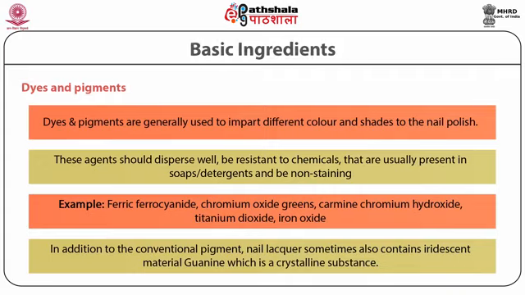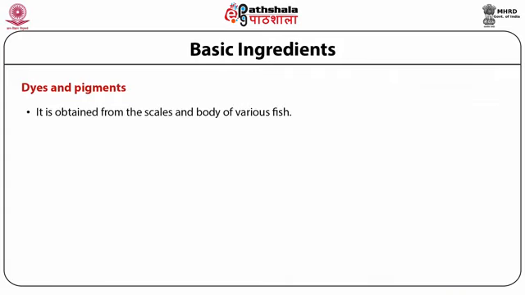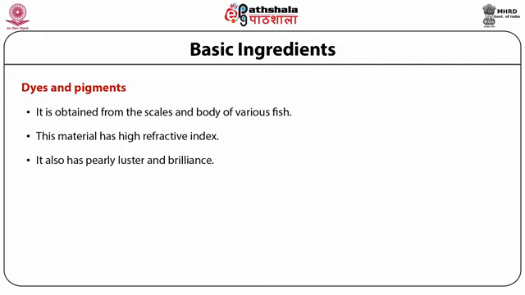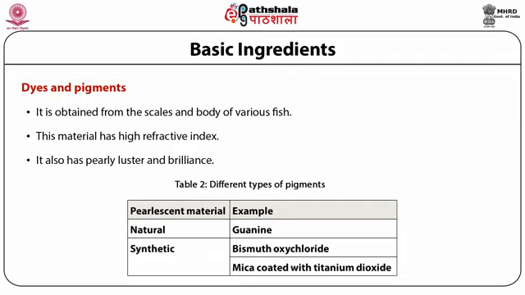In addition to the conventional pigments, nail lacquers sometimes also contain iridescent materials like guanine, which is a crystalline substance. It is obtained from the scales and body of various fishes. The material has a high refractive index and it also has a pearly luster and brilliance. Pigments are generally categorized as natural and synthetic. Natural ones include guanine, which is available in a nitrocellulose butyl acetate lacquer at a level of about 11%, and the synthetics are bismuth oxychloride and mica coated with titanium dioxide.